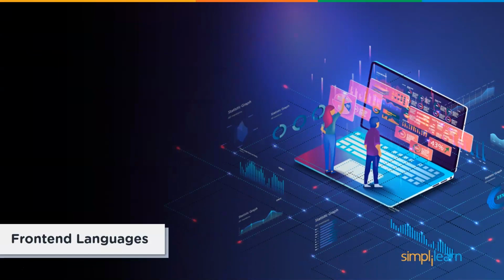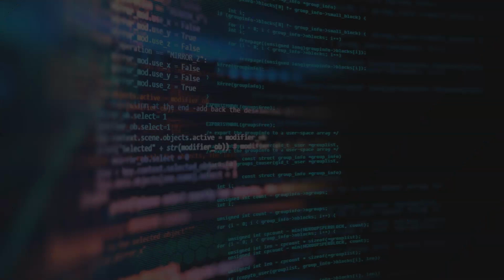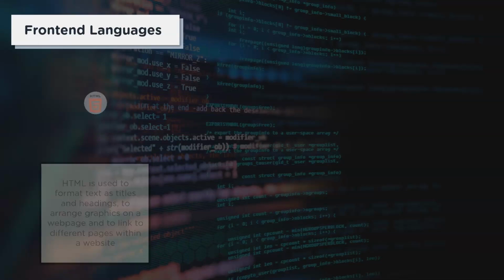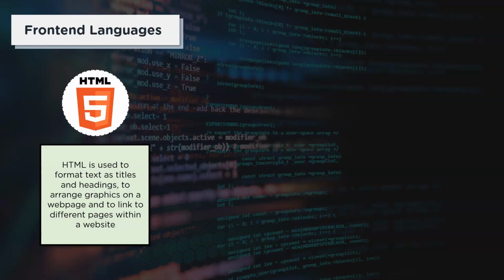So moving on, let's look at the front-end languages. Now there are 3 major languages in front-end development, that is HTML, CSS and JavaScript. Now Hypertext Markup Language, abbreviated as HTML, is a markup language. It's used to make websites and web apps. Now it includes formatted text like titles and headings. It allows the user to arrange graphics and also add links to different pages within the website.